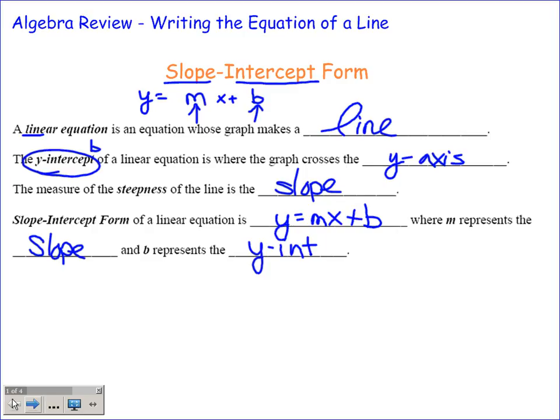Remember this stuff. This might come and haunt you at another time. Just to know, the linear equation forms a line. The y-intercept crosses the y-axis. Steepness is the slope. Slope-intercept form is y equals mx plus b. We'll probably have to cover that again, where m is the slope and b is the y-intercept.